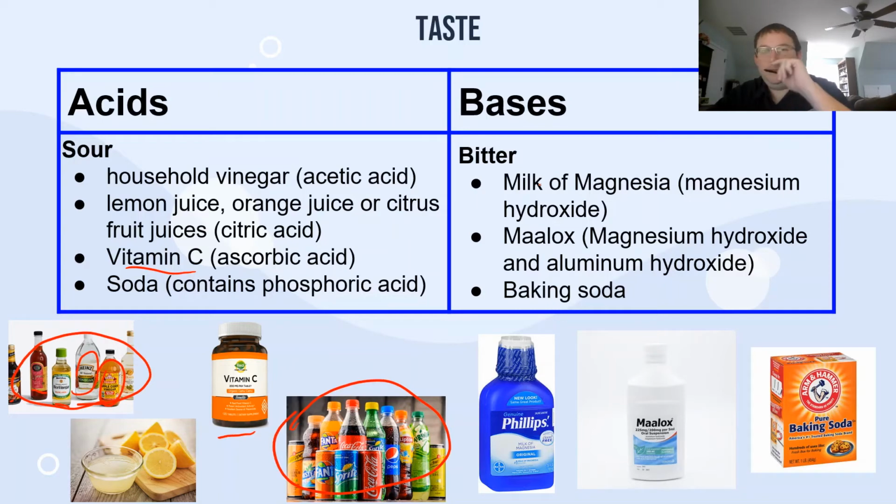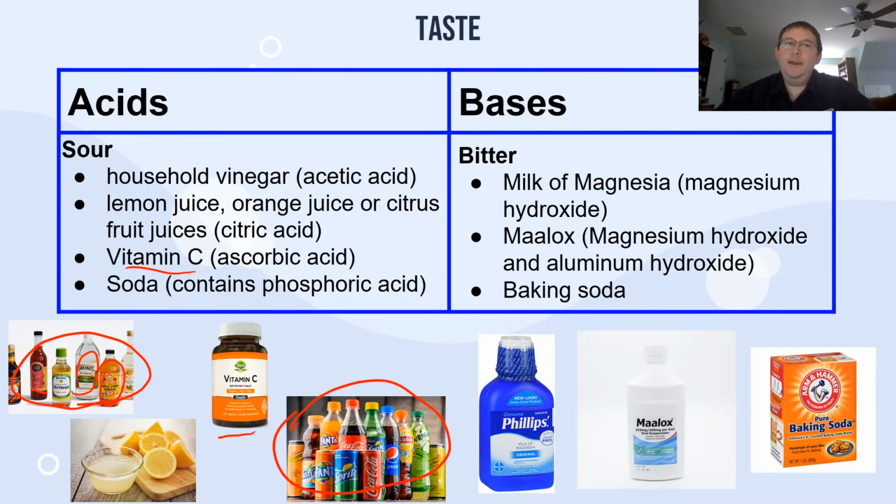Bases are going to be bitter. So household bases that you're going to have lying around, perhaps in your cabinet of medicines, milk of magnesia and Maalox, both of which are used to calm stomach acid. That is a reaction between an acid and a base, a neutralization reaction, which we've talked about before. And baking soda. Baking soda has lots of different types of uses. I didn't put on here what baking soda is, but it is sodium bicarbonate. So it is in fact a base as well.